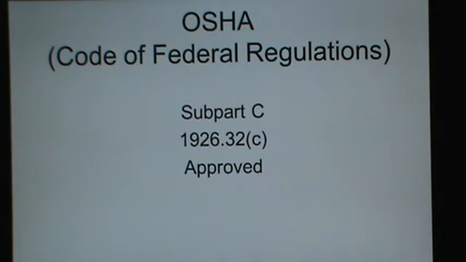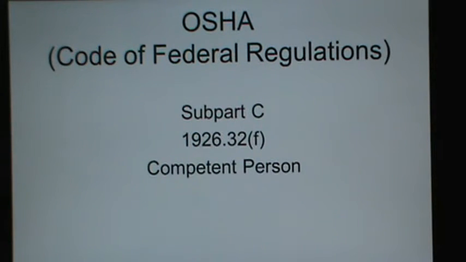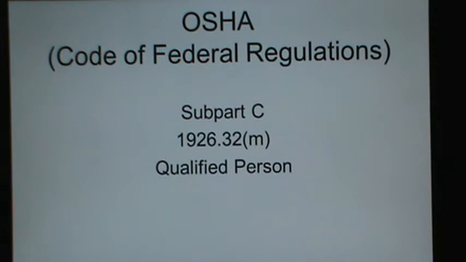Now, there are a lot of definitions. They're kind of getting us started here, and so they're giving us a lot of definitions. In paragraph 32C, they mention what approved means, so you might want to take a look at that. In paragraph 32D, they talk about an authorized person. In paragraph 32F, OSHA defines what a competent person is. And then in 32M, they define what a qualified person is. So if you get any questions about what they mean by a qualified person, what is the definition of a qualified person? Well, there it is right there in subpart C.